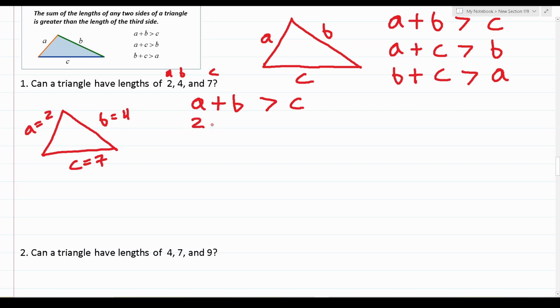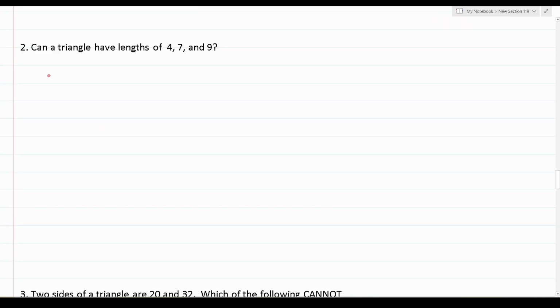What is A? A is 2, B is 4, and what is C? C is 7. 2 plus 4 is 6. Is 6 greater than 7? It is not. In other words, the sum of side length A and side length B is only 6, which is less than the third side, which means that according to the Triangle Inequality Theorem, this cannot be a triangle. So number 2 says, can a triangle have lengths of 4, 7, and 9?